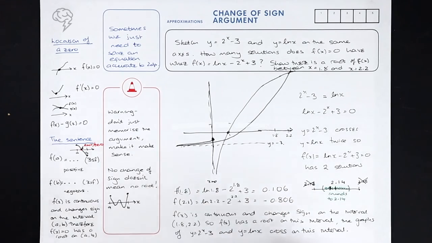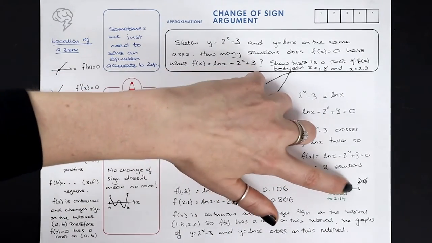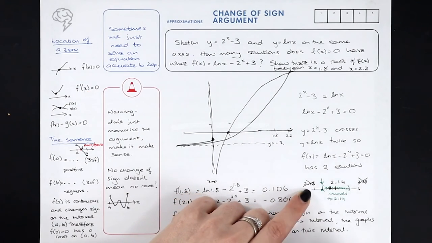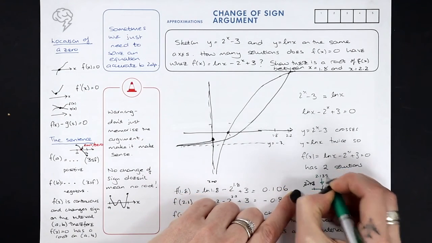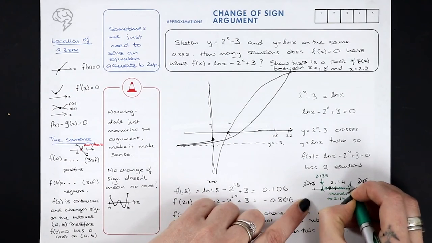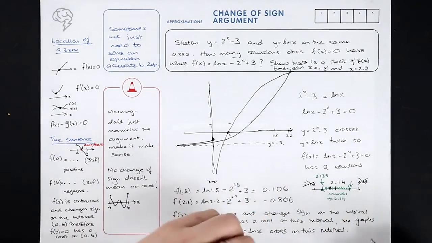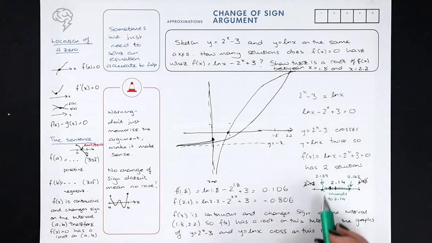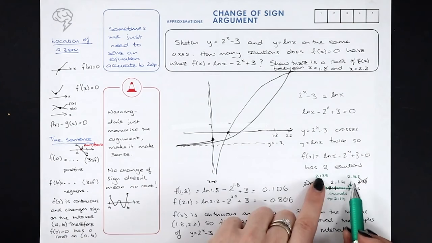Everything. So what you need to do is a change of sign argument on this interval. That one there, that number is 2.135. And I know most of my students can do this without drawing this number line, but I can't. I always get the 5 in the wrong place. And this is 2.145. So what you would do is a change of sign argument between here and here.